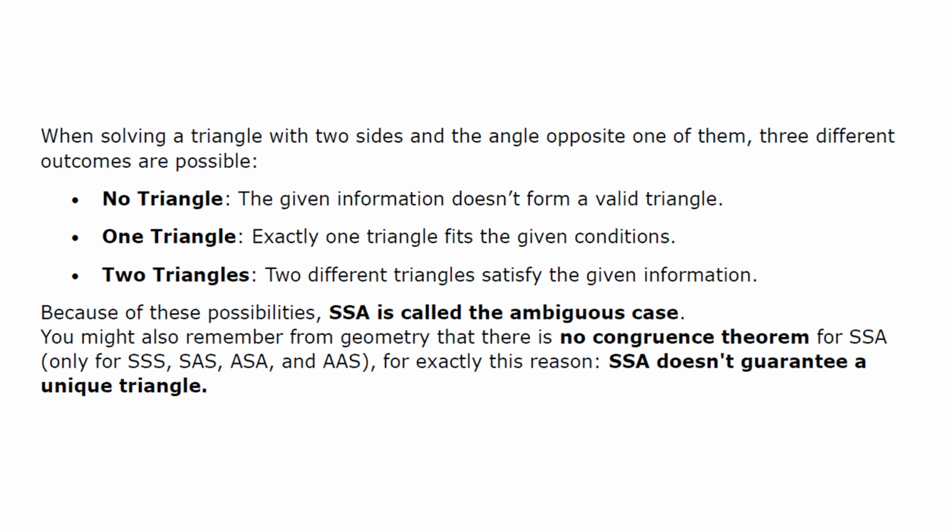Because of these possibilities, side-side-angle is called the ambiguous case, because you could have three different scenarios. You might also remember from geometry that there is no congruency theorem for side-side-angle, only for side-side-side, side-angle-side, angle-side-angle, or angle-angle-side triangles, for exactly this reason. Side-side-angle doesn't guarantee a unique triangle because you could have a case where no triangle exists or more than one triangle satisfies the given information.